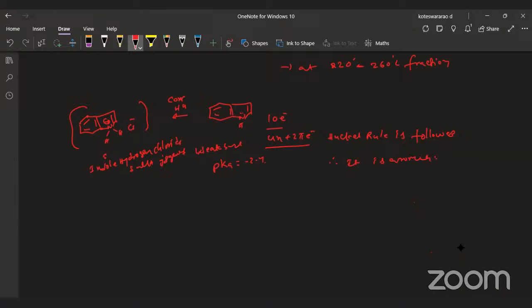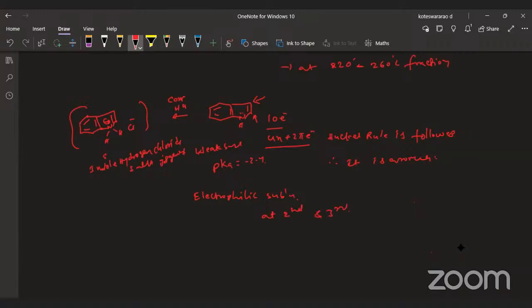Like other aromatic compounds, indole also participates in electrophilic substitution reactions, because it is aromatic in nature. Because of the electron rich or pi-excessive nature of this five-membered ring, the electrophilic substitution reactions take place at the second and third positions.